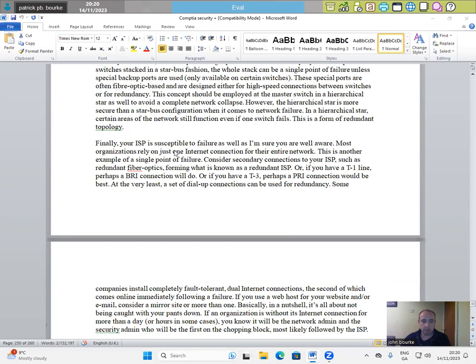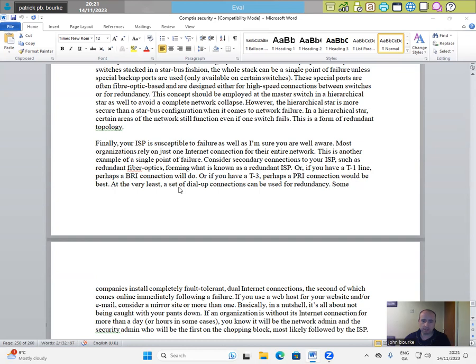Finally, your ISP is susceptible to failure as well. As I'm sure you're well aware, most organizations rely on just one internet connection for their entire network. This is another example of a single point of failure. Consider secondary connections to your ISP, such as redundant fiber optics, forming what is known as a redundant ISP, or if you have a T1 line, perhaps a BRI connection will do, or if you have a T3, perhaps a PRI connection would be best.